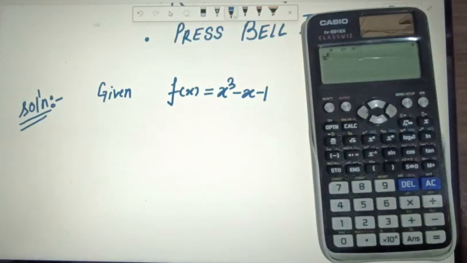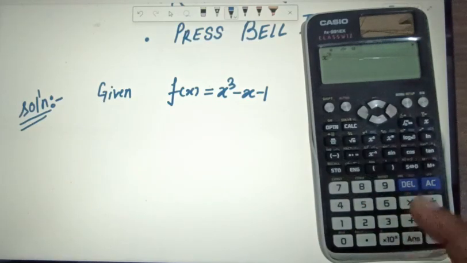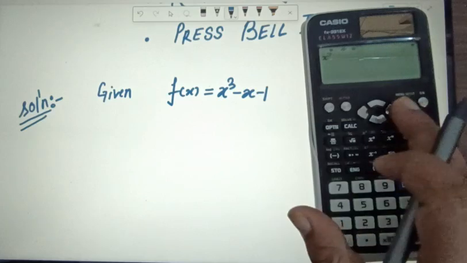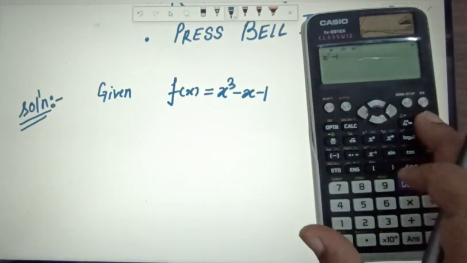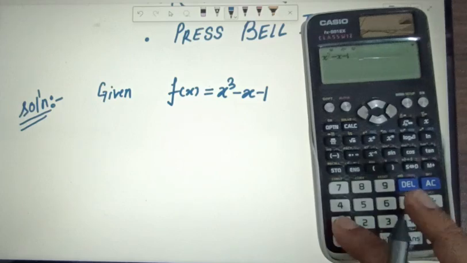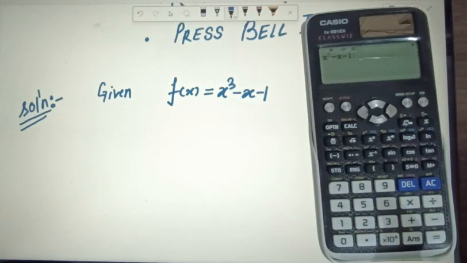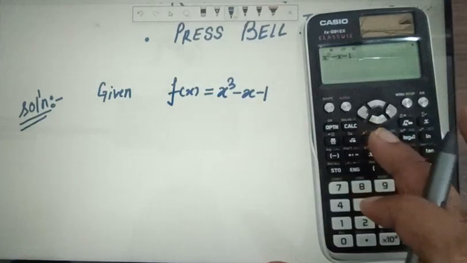So then I will type 3. To move the cursor down, I will press the right arrow, then minus, again x, and then minus 1. Now I have typed the function. Now I need to find the value of x here.